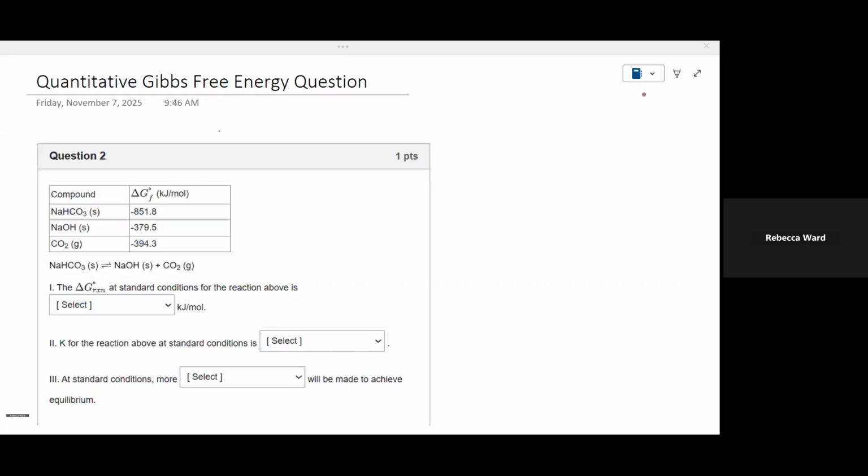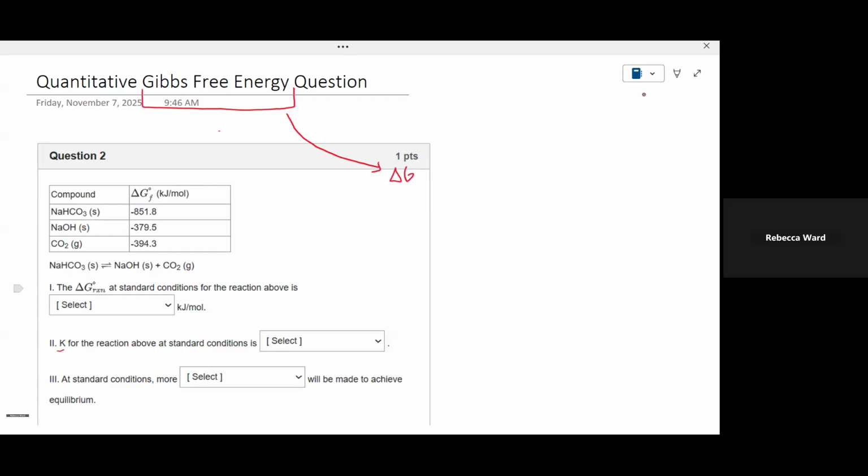All right, here we're getting into the connection between the Gibbs free energy, which is our new metric for judging whether or not a reaction is spontaneous. So we're going to calculate that first from tabulated Gibbs free energy of formation, and then we connect it to K.